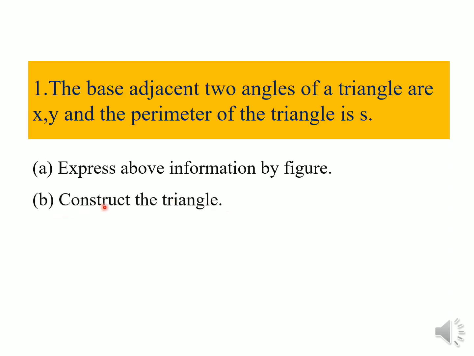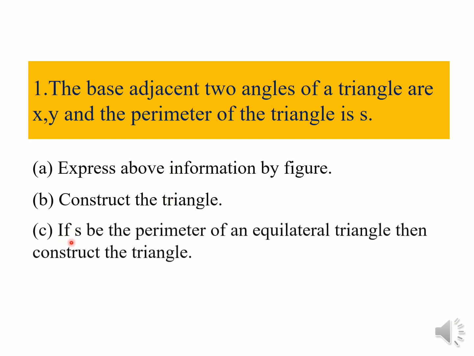Then number B. Construct the triangle. Just using these given informations, you will construct the triangle. And question number C. If S be the perimeter of an equilateral triangle, then construct the triangle. So this is your homework, and after this long vacation you will submit this homework, and inshallah we will check your homework. Okay, thank you very much.